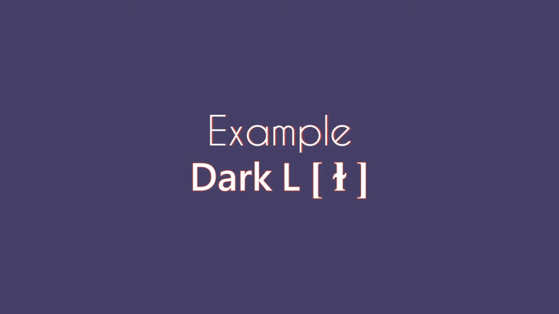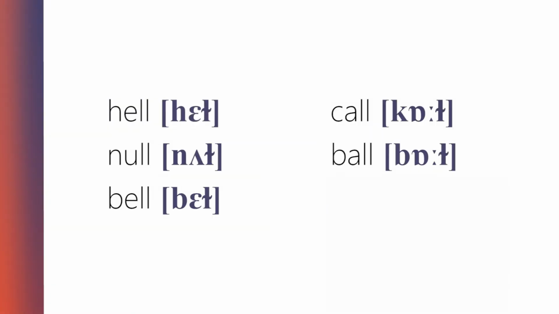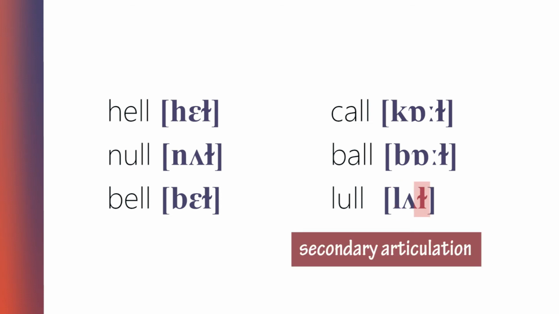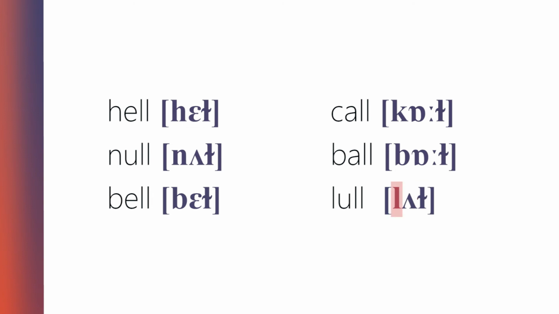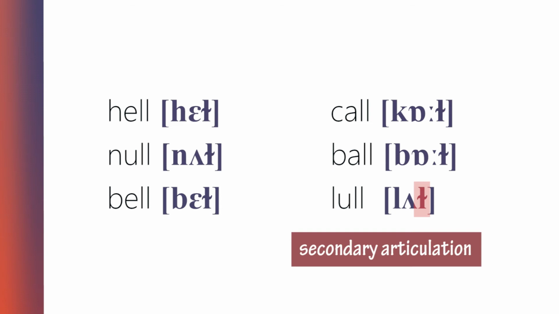There are other examples of the dark L in English. It usually comes at the end of the word or syllable, like hell, null, bell, call, ball. You see in the word lull, the first L is not a dark L. What is the difference between the first L and the second L in this word? It's the secondary articulation. In the first L, there is no secondary articulation of velarization. In the second one there is.